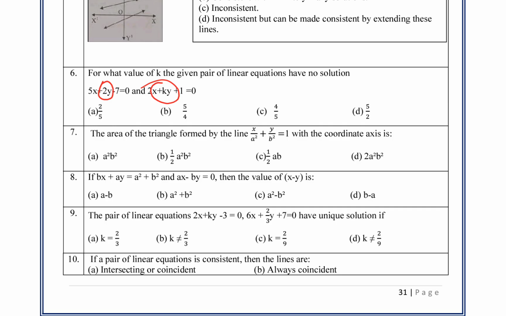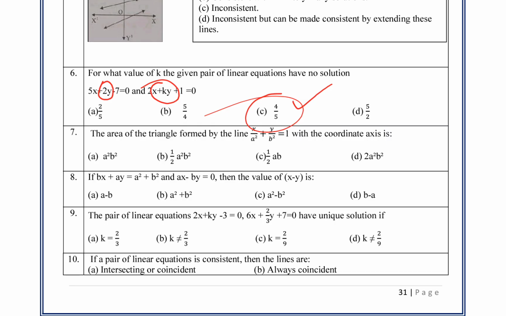What is the idea you will get? The total equation also has no solution, so the answer is 4 by 5. If you calculate, you will get the answer 4 by 5. Then only there is no solution. If you put 2 by 5 you will get a solution, 5 by 4 you will get a solution, 5 by 2 also you will get a solution, but 4 by 5 you will not get the solution.